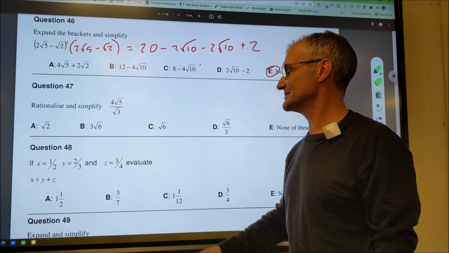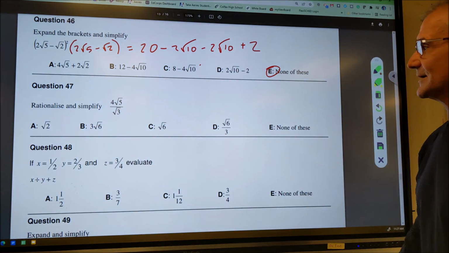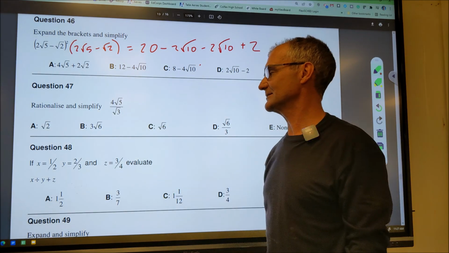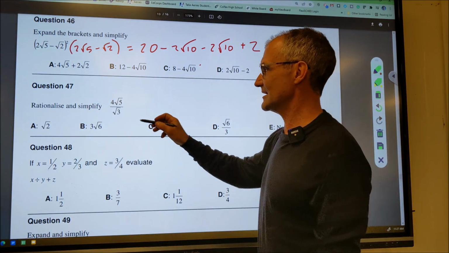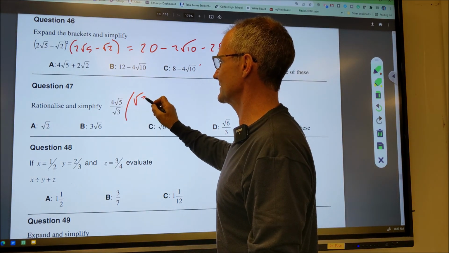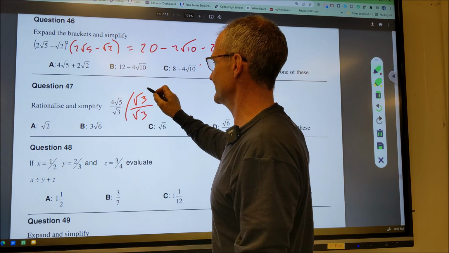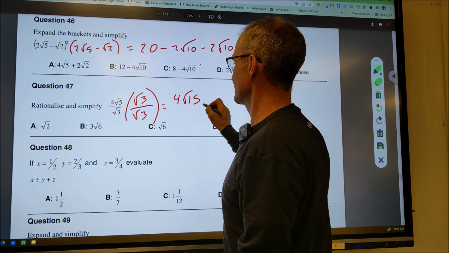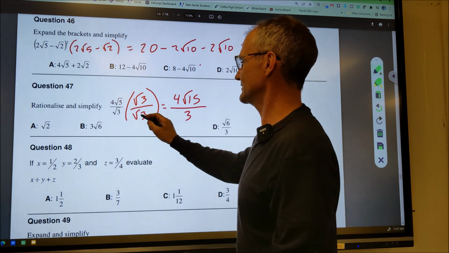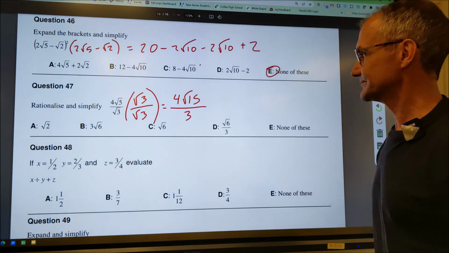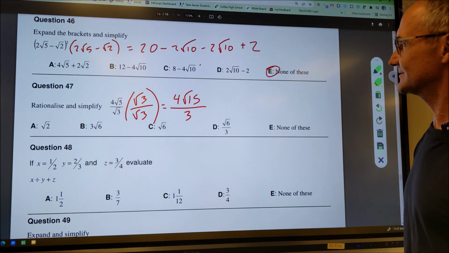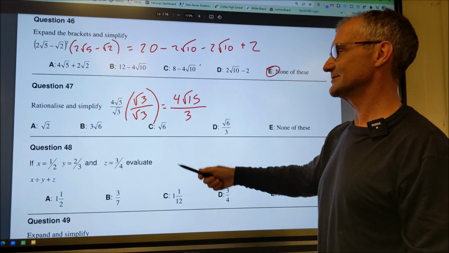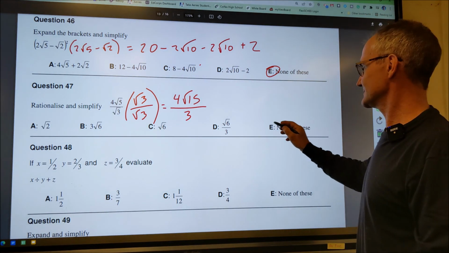Rationalize and simplify. Before I even do 47, I'm just going to glance down at all of my possibilities. So rationalize means get rid of the radical in the denominator. So I could do that by multiplying by a factor of 1. I'll multiply by root 3 over root 3. That's going to give me 4 root 15 all over 3. Root 3 times root 3 is 3. I don't see any of those there, and this can't get any more simplified. So again, this is going to be none of these.